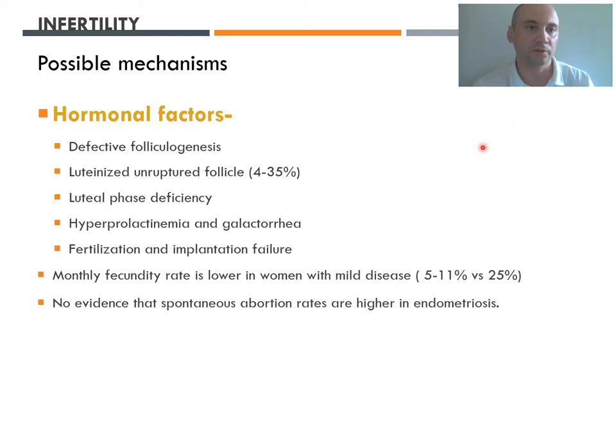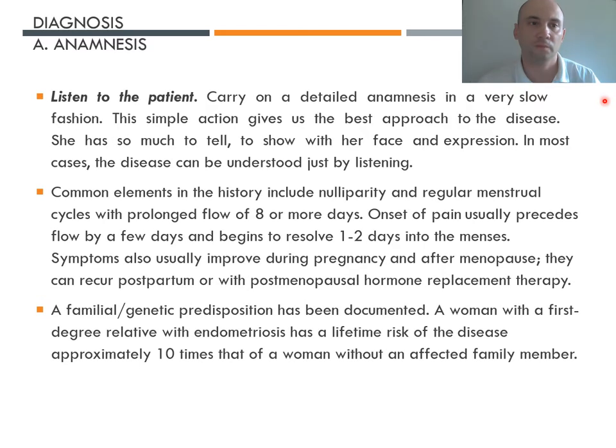Hormonal factors of infertility: defective folliculogenesis, luteinized unruptured follicle, luteal phase deficiency, hyperprolactinemia and galactorrhea, fertilization and implantation failure. Monthly fecundity rate is lower in women with mild disease. No evidence that spontaneous abortion rates are higher in endometriosis.